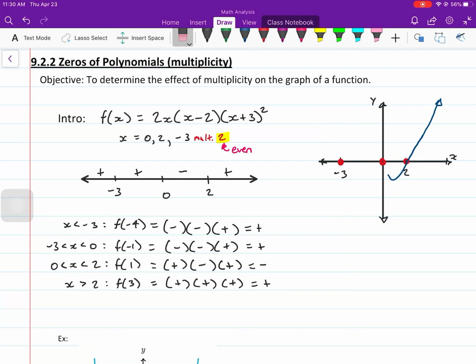So let me just redraw the graph, kind of put it all in one motion so we can see it being nice. And that's what the graph would look like.